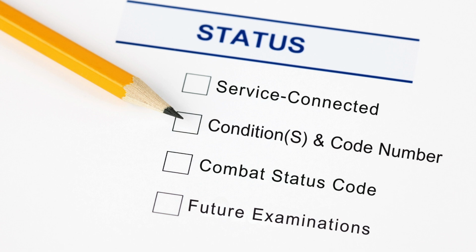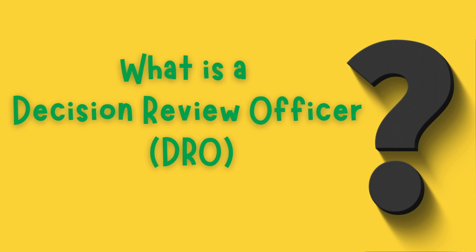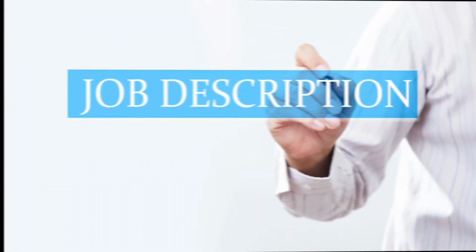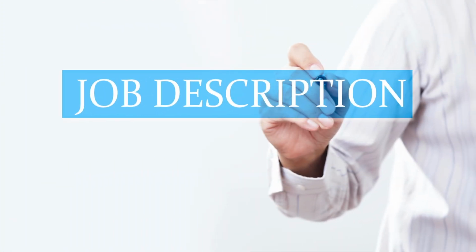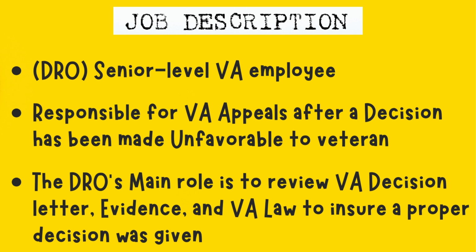Mr. Brown's code sheet was completed by a VA employee called a Decision Review Officer, or DRO. While this is a very important and powerful position in the appeal process, most of us as veterans never really understood their responsibilities. And the only way you can really understand somebody's work responsibilities is to understand their job description. So what is a decision review officer and what do they do?